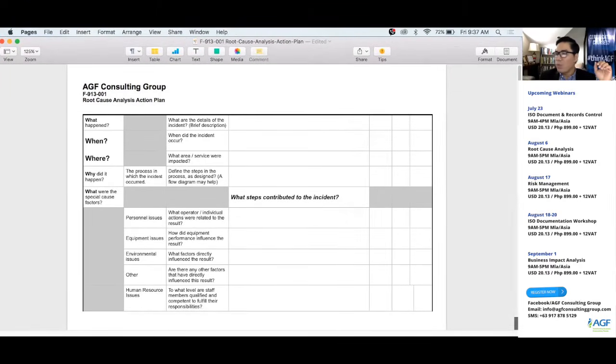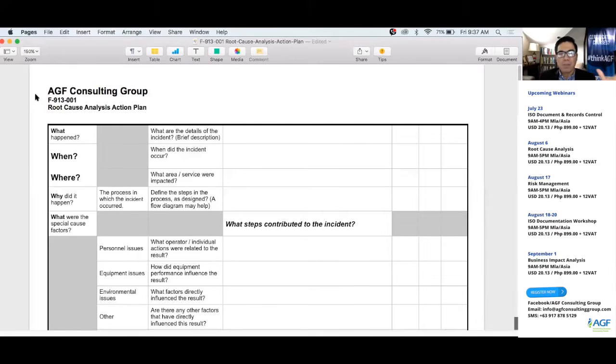So again, what we do with our projects is that we assess the complexity of the organization and the complexity of the process. Of course, if it's a simple problem, we can use 5 whys, or you may also do this root cause analysis action plan. All right, my friends, we're still in the second part of the corrective action reporting, which is root cause analysis.